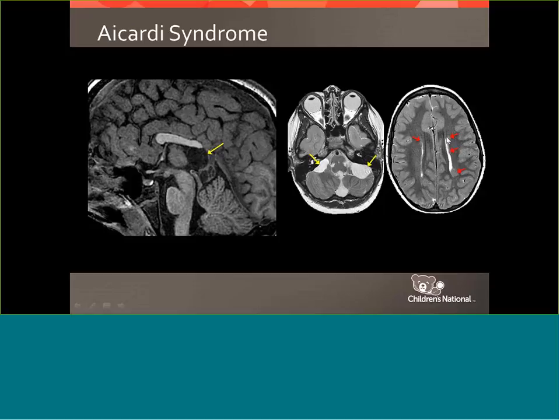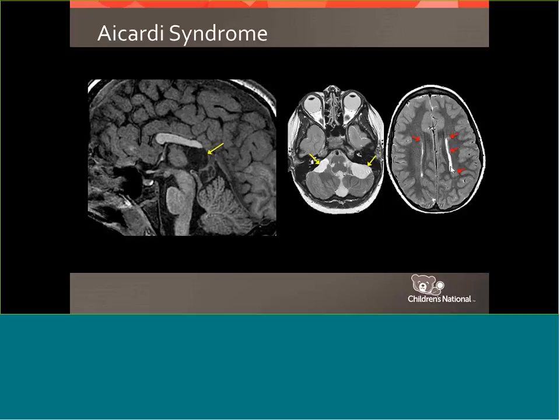So the cysts are extraaxial. Although they can sometimes, I've seen them sort of infiltrate into the brain and be somewhat difficult to distinguish, but they're always centered extraaxial. So they're thought to be meningeal tissue. Meningeal tissue, arachnoid cysts, they can have varying types of cysts, yes.